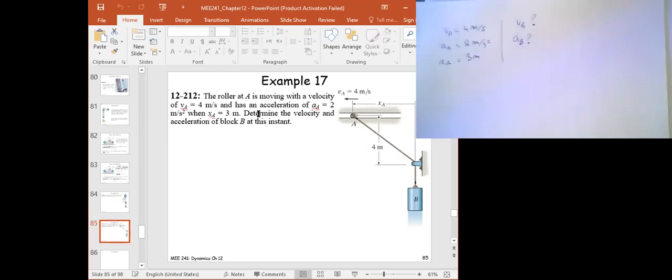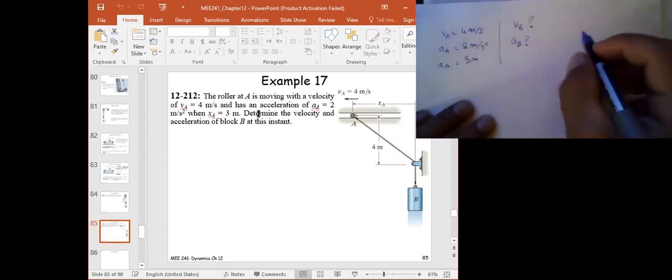Okay, can someone help me out to solve this problem completely? How can I solve this problem, guys?